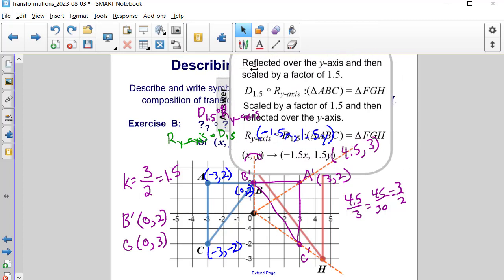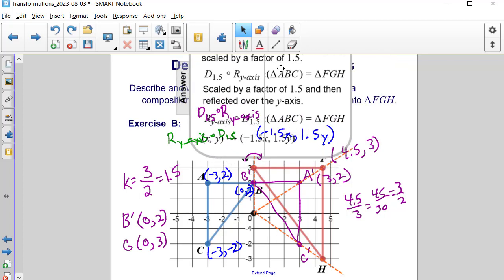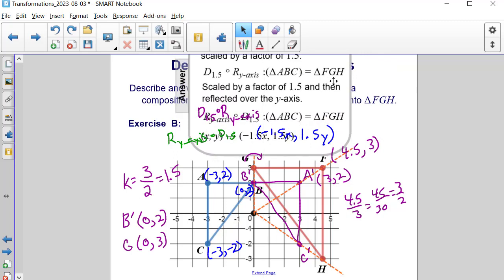So like I said, we can say it reflected over the y-axis and then was scaled or dilated by a scale factor of 1.5. And we can write that as the dilation with a factor of 1.5 after a reflection across the y-axis of triangle ABC is equal to triangle FGH.